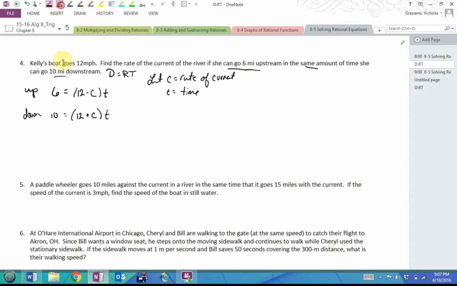So it would be really nice if we knew the time of the upstream and the time of the downstream and then set those equal to each other. So why don't we just do a little bit of algebra here. So the time upstream is going to be 6 over 12 minus c, and downstream will be 10 over 12 plus c. So there's our two equations for time, and remember it's the same amount of time. So we can go ahead and just set these equal to each other.